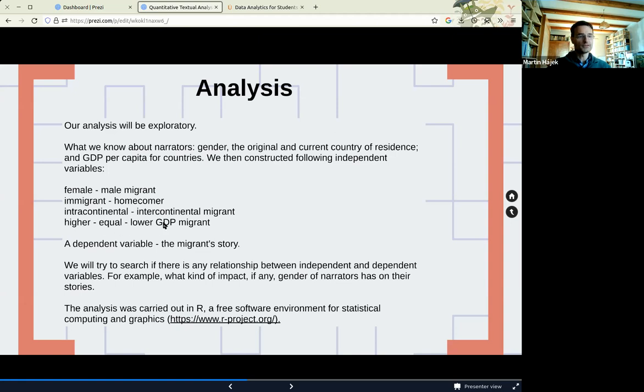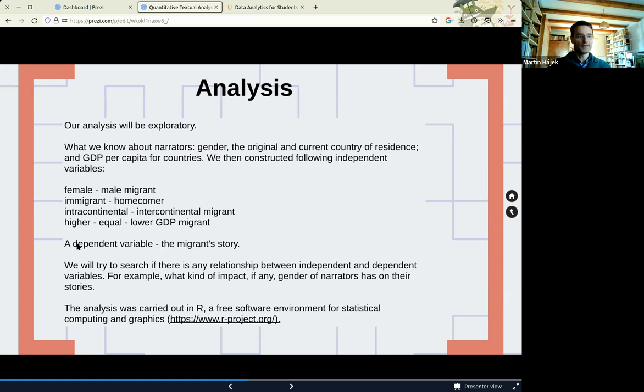And we have three groups. Those were dichotomous variables, and we have a variable with three values. Higher means migrants who left a country with significantly lower GDP per capita to a country with higher GDP. Equal is more or less the same, and lower is people from a high GDP country to a low GDP country.